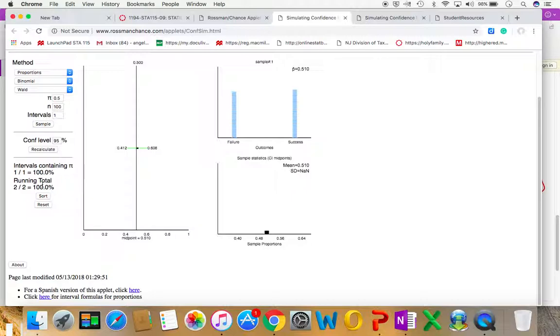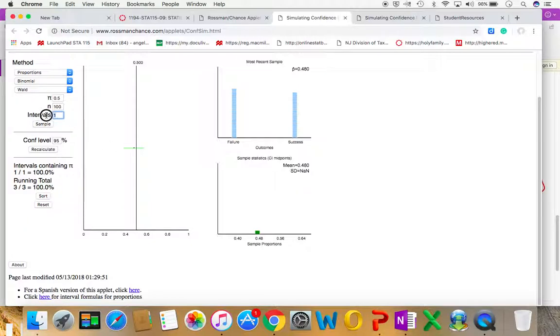I'm 100% so far. Now remember, I'm doing 95% confidence, so in the long run, I should get one time out of every 20 times, I should get one that is off. So let's keep going and see if we get that. Let's do another sample. Okay, this one was 48%. We see it's a little bit less.